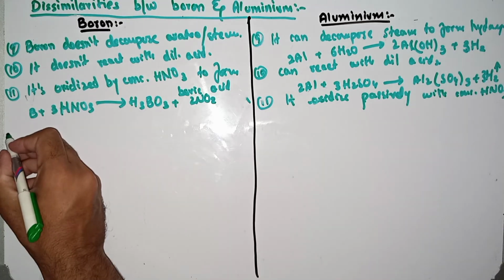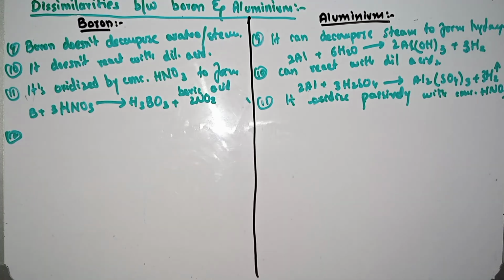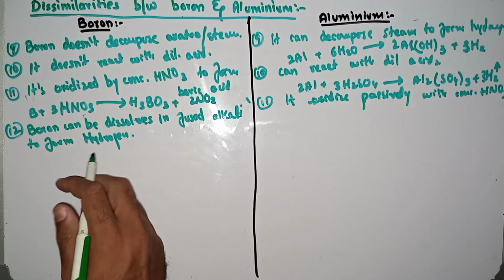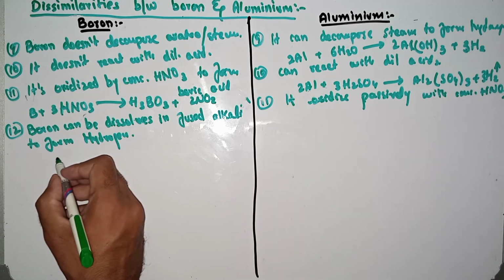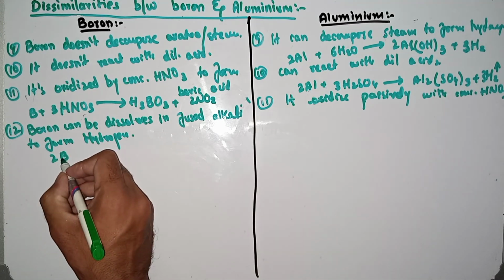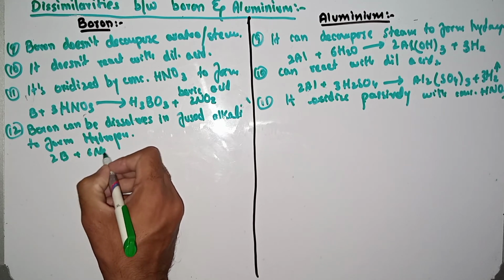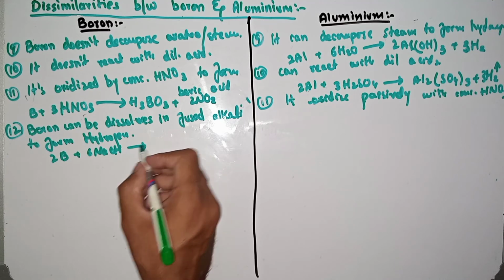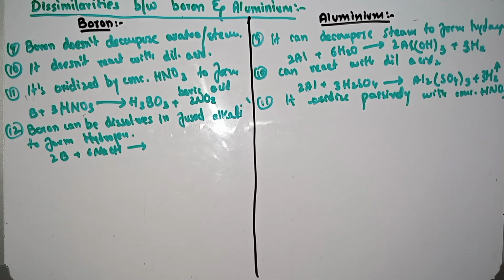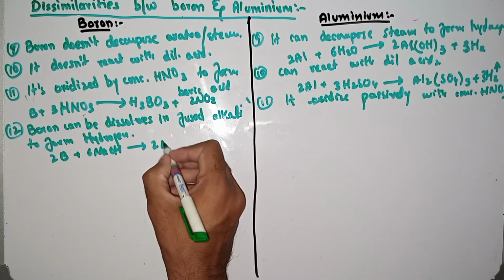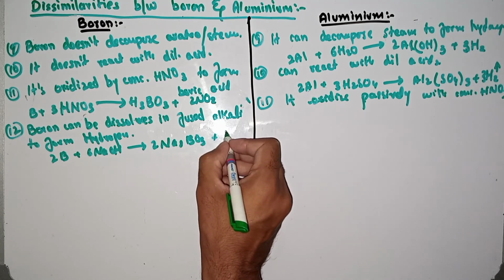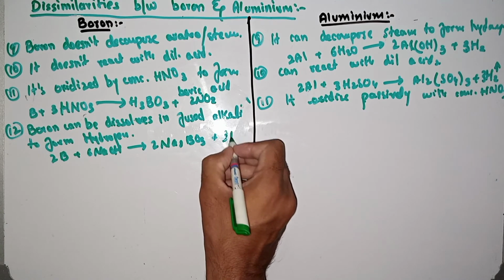Boron can be dissolved in fused alkali to form hydrogen. For example, 2 atoms of boron react with sodium hydroxide, decompose and dissolve in sodium hydroxide to produce 2Na3BO3. Also hydrogen will be evolved, 3H2.